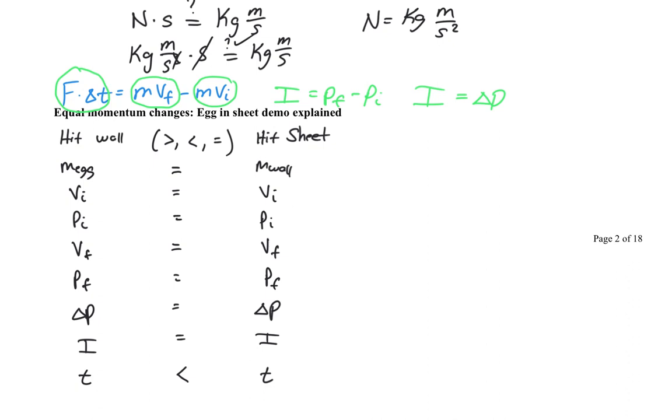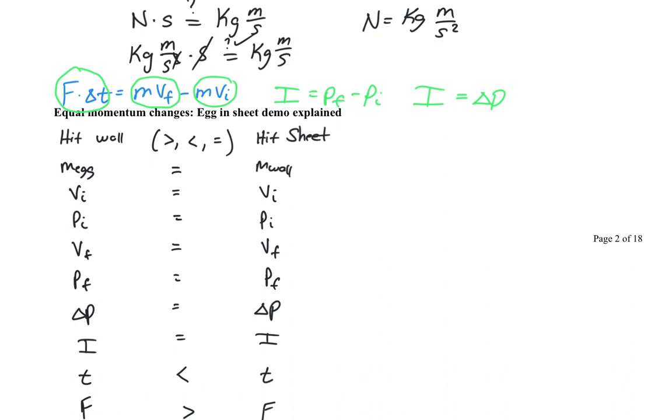Now we can see what happens to the force. If the change in momentum for each egg is the same, but one egg experiences a really long time of impact, that egg must experience a really small force. So the egg that hit the sheet has a very small force compared to the egg that hit the wall. So the egg that hit the wall has a much bigger force. That's why it broke.